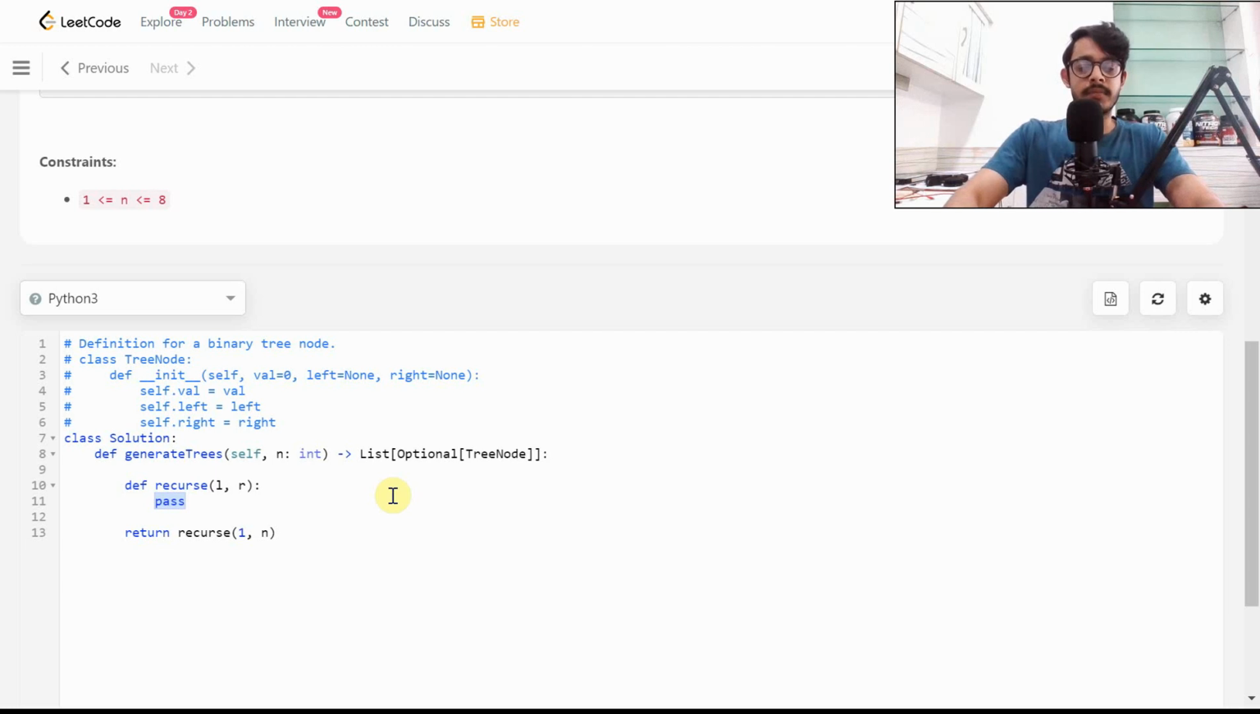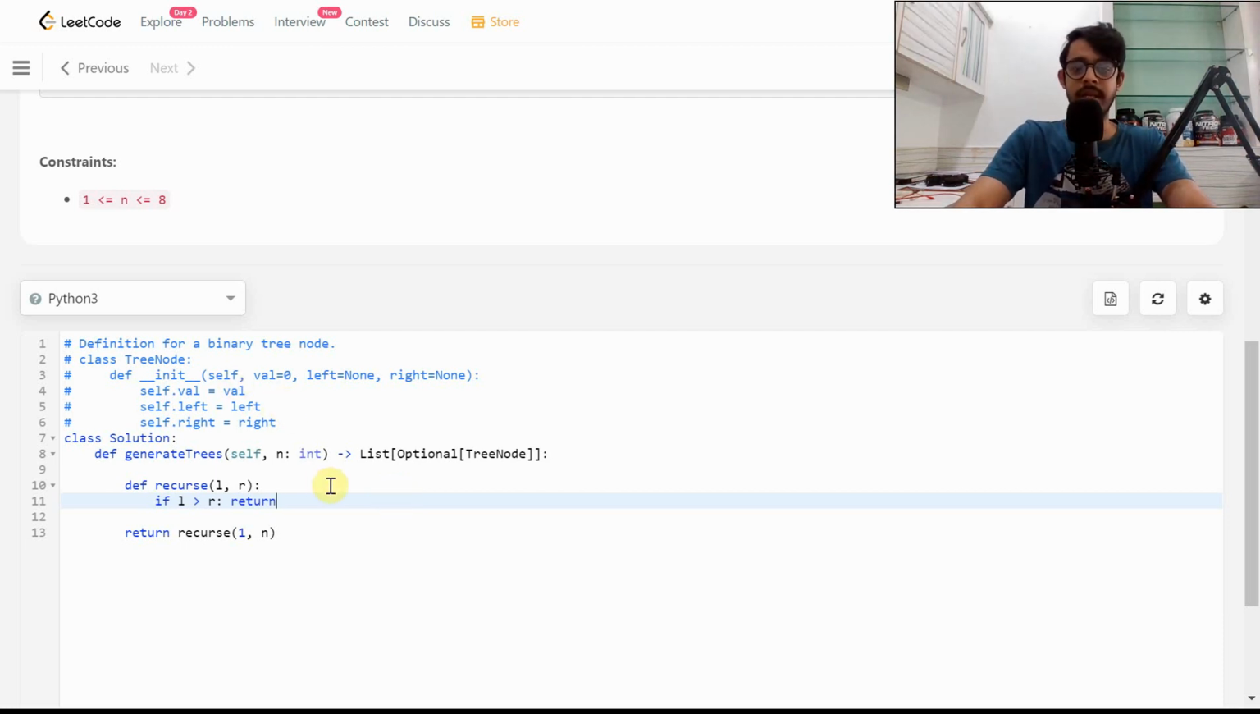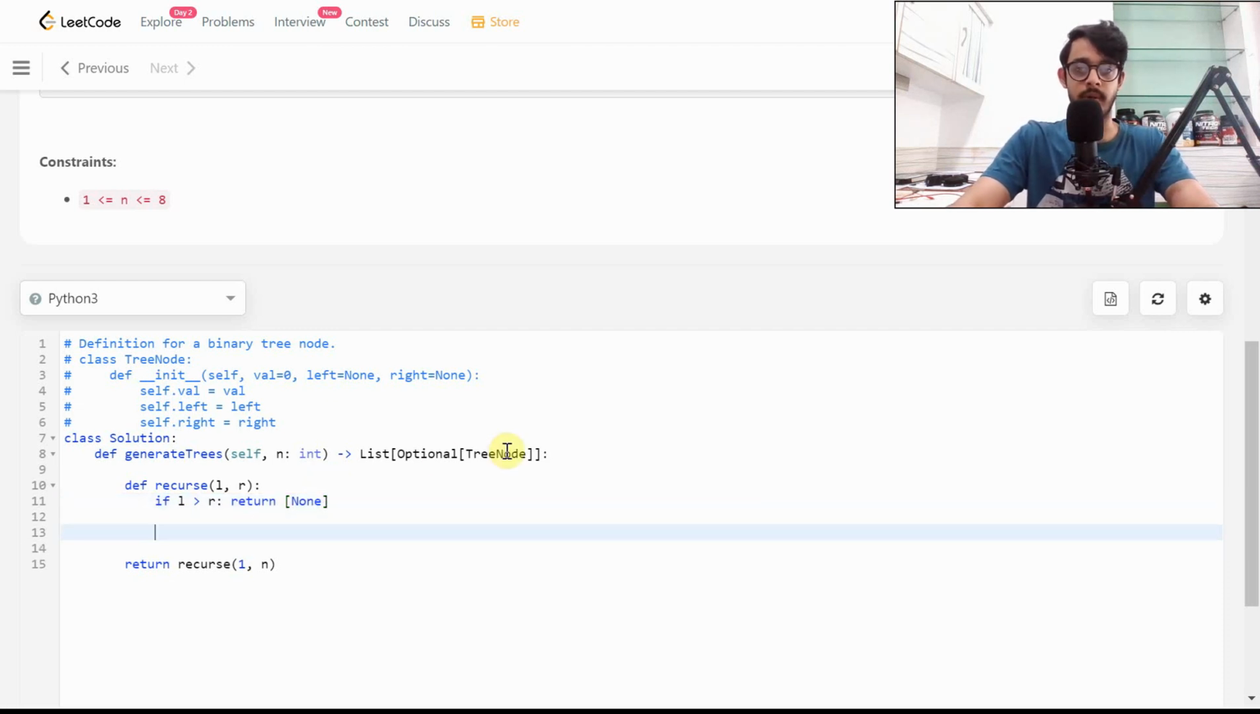Okay, what's the base case of the recursion? When will we end this recursion? It's pretty trivial if you have seen other recursion questions. If L is greater than R, return right away. But what do we return? Since this is a question of trees and nodes, we're going to return a tree node which is None. So a None node. Pretty simple.